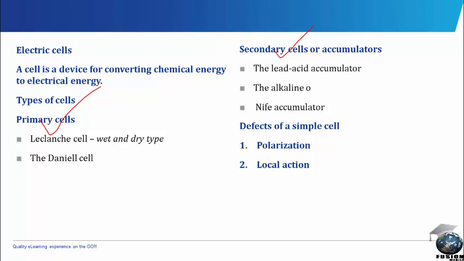Under the primary cell, we have the Leclanché cell, which has the wet and the dry type, and the Daniell cell. Then here we have the lead acid accumulator, the alkaline accumulator, and the Nife accumulator.